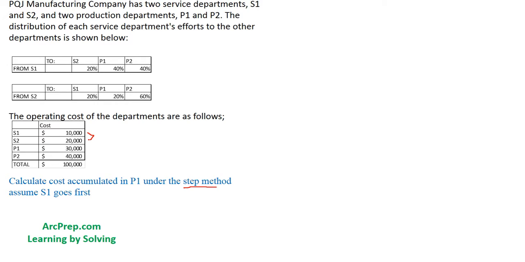So the goal is we have service departments in a production environment, and eventually what we want to do is to calculate the product cost, and hence we need to move the service cost towards production department and eventually calculate the product cost. So this is one of those steps, and there are different methods to move service department cost to production departments. One of them was the direct method we saw earlier in the example, and in this case we are going to solve with the step method.